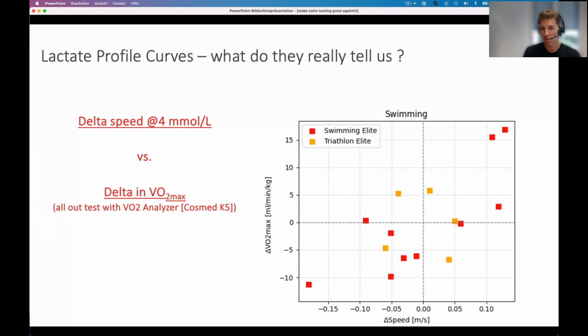So red dots are elite swimmers, yellow dots are elite triathletes. What you can see is that the difference in speed at threshold at a fixed lactate concentration, whatever you want 4 millimoles to be, I don't want to get into this discussion, the difference you see in the speed at a fixed lactate concentration does not really correlate a lot or at all. Maybe statistically you could put a positive regression line in there, but the R square would be pretty messed up.